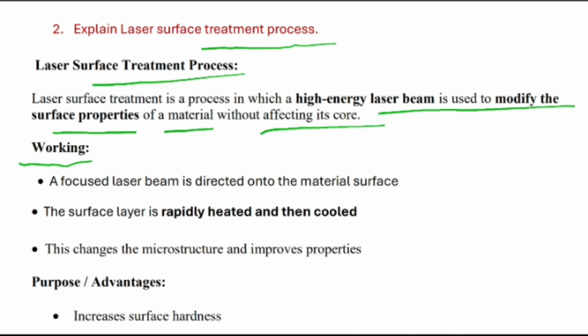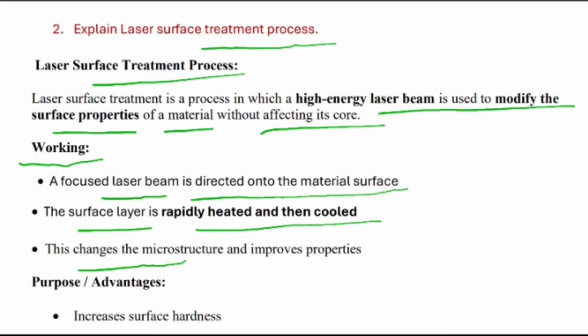Coming to the working, first we focus the laser beam directly onto the material. Next, the surface layer is rapidly heated, and first we have to heat, then we have to cool. This changes the microstructure and improves the property. First we heat, then when it cools, the microstructure changes and the property increases.